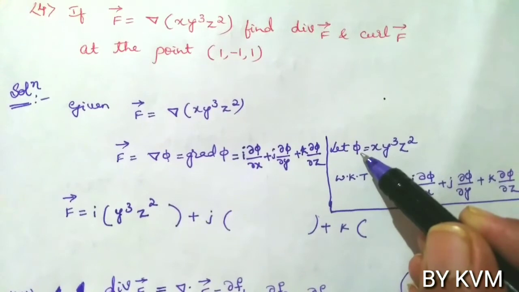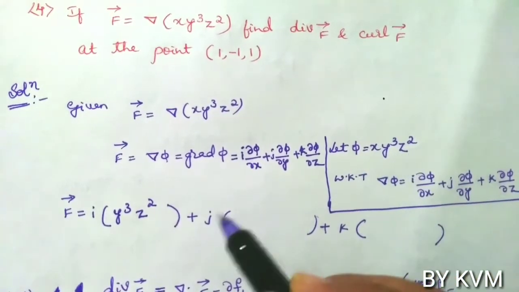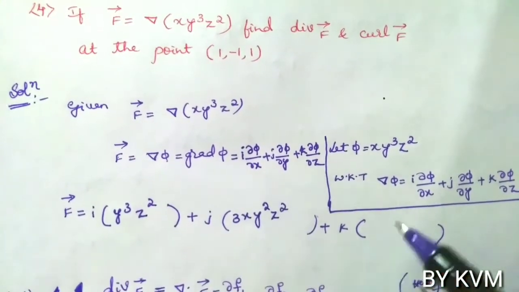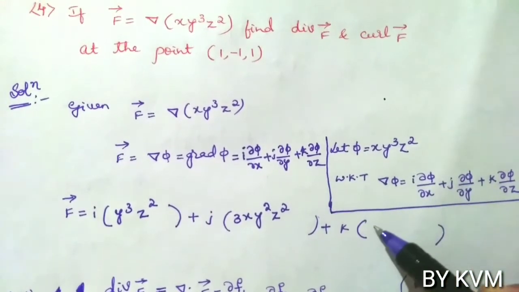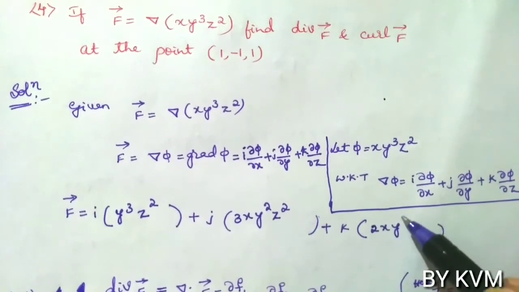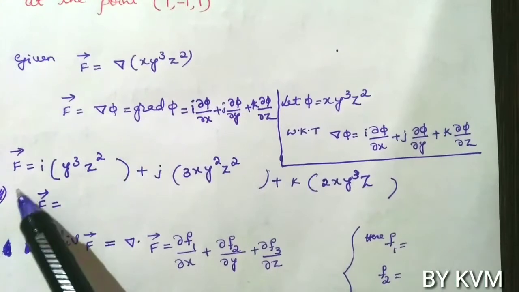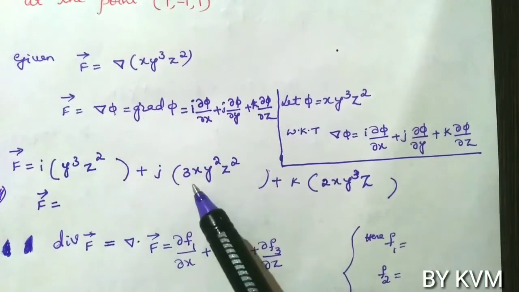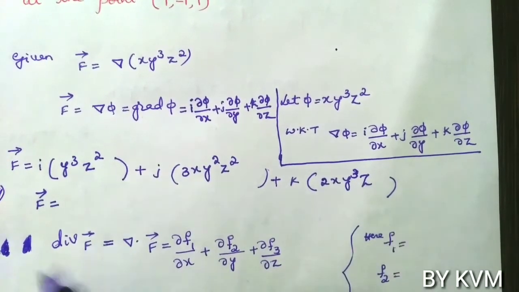Differentiate phi partially with respect to y. So x and z are constants. So 3x y squared z squared, plus k into ∂phi/∂z. x and y are constants; differentiate only the z term. So 2x y cubed z. Now vector f is i into y cubed z squared plus j into 3x y squared z squared plus k into 2x y cubed z.